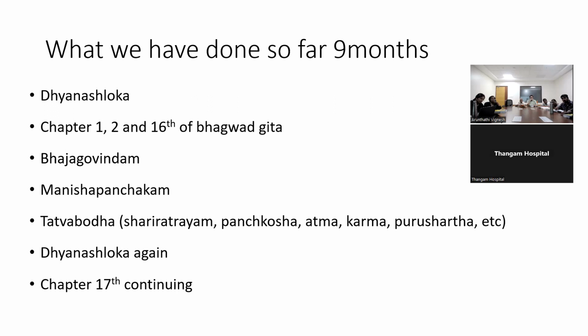Atma, we have done already. In second chapter, as well as Atma separately we did. Karma, what are your different karmas? And according to what is the Punya and Papa, we have done this. And Purushartha, why we have taken this life of human birth? Human birth, why? A lot of things we have done. Then Dhyana Shloka, again, we are doing to the last chapter, 17th.